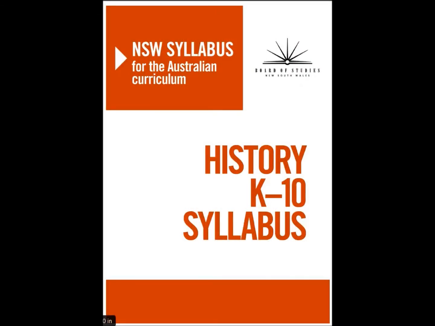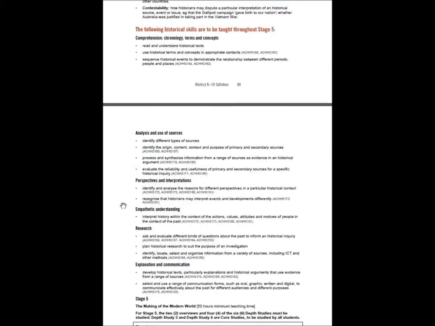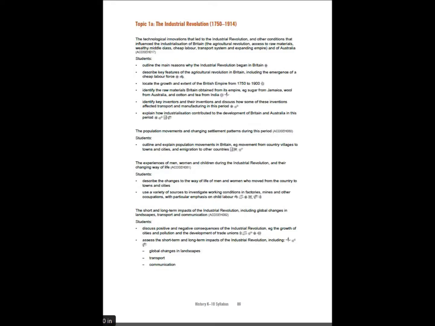The following student learning outcomes are satisfied by this learning task. Students describe key features of the agricultural revolution in Britain, including the emergence of a cheap labour force, explain how industrialisation contributed to the development of Britain, outline and explain population movements in Britain, and describe the changes to the way of life of men and women who moved from the country to towns and cities, and use a variety of sources to investigate working conditions with particular emphasis on child labour.